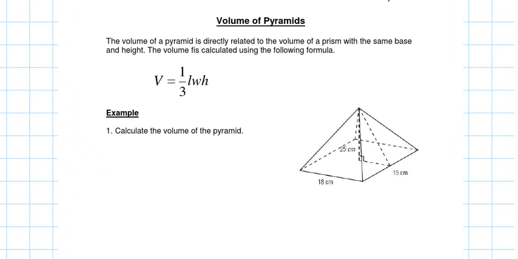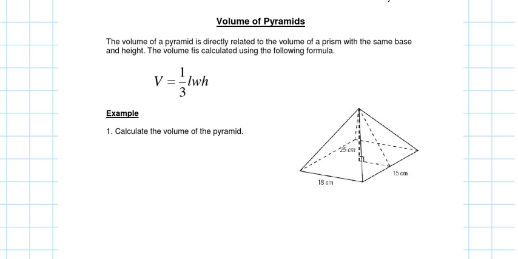Now we're looking at the volume of the pyramid. In this case, it's a rectangular base pyramid. The formula to calculate the volume of this rectangular base pyramid is 1/3. So you're taking a third of the product of the length, the width, and the height. And in this case, we're talking about the height of the actual pyramid and not the slant height. So we have to be careful of what we are doing.